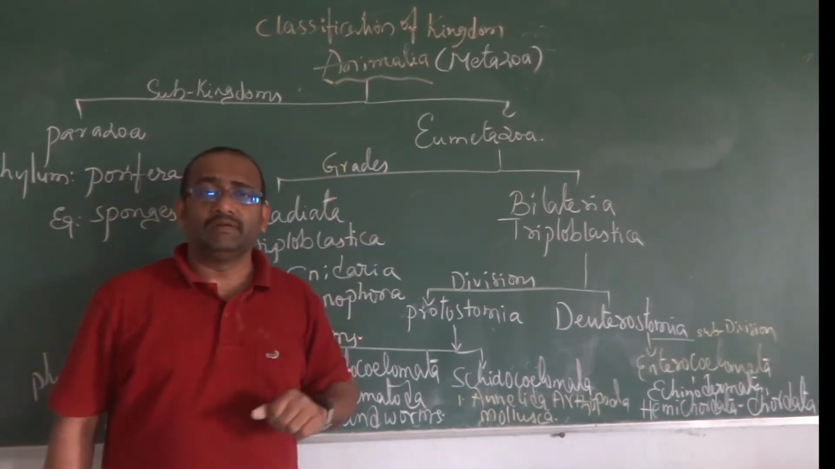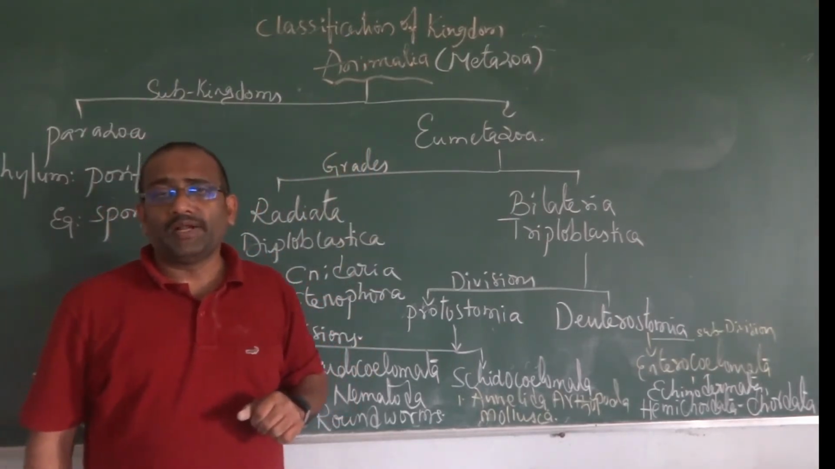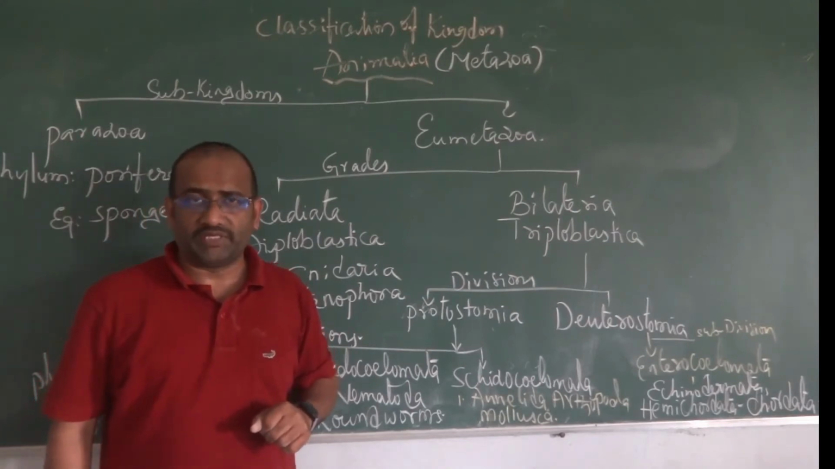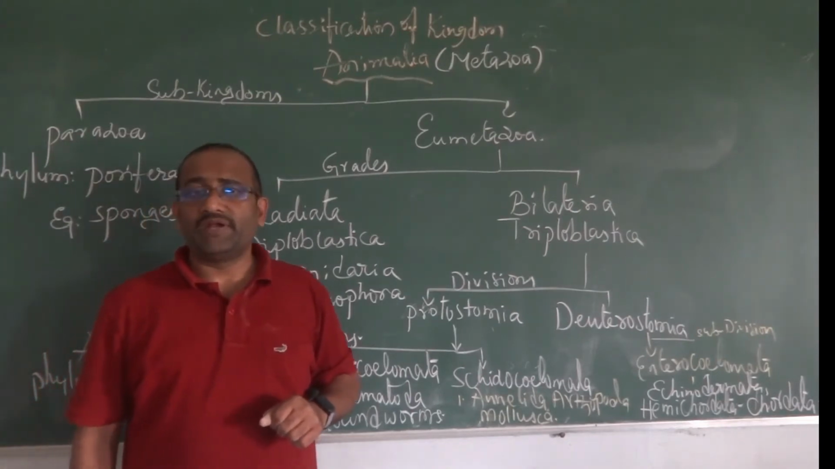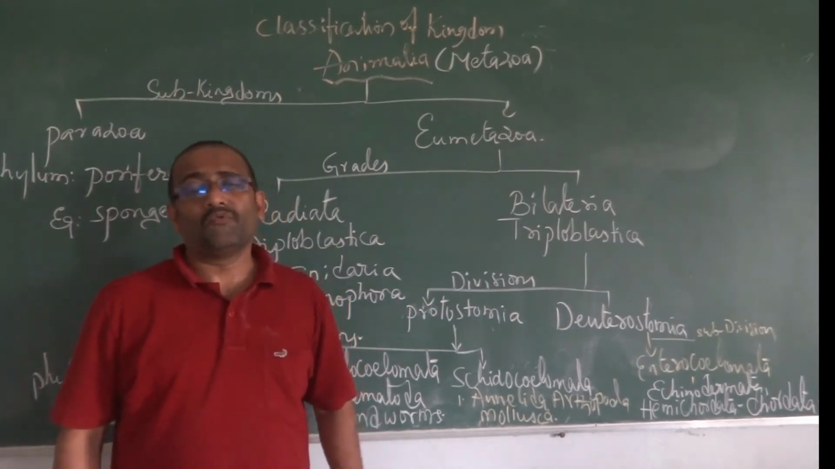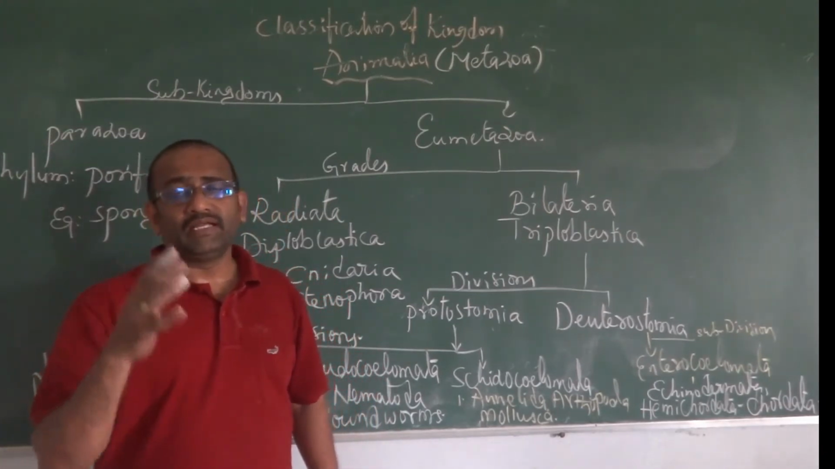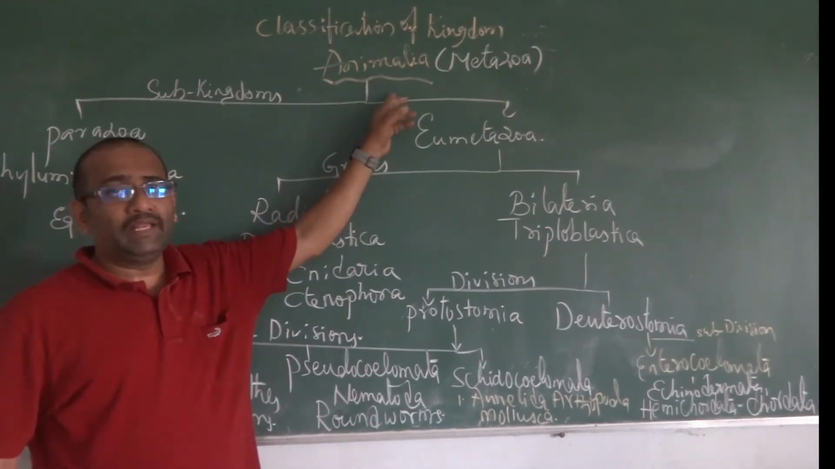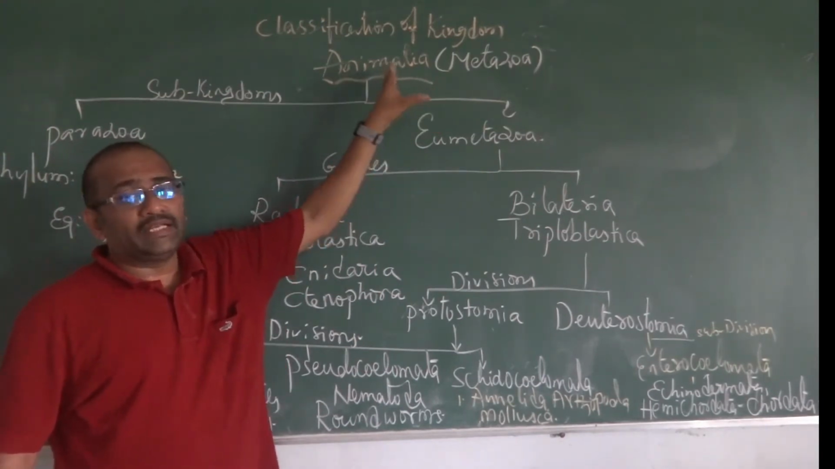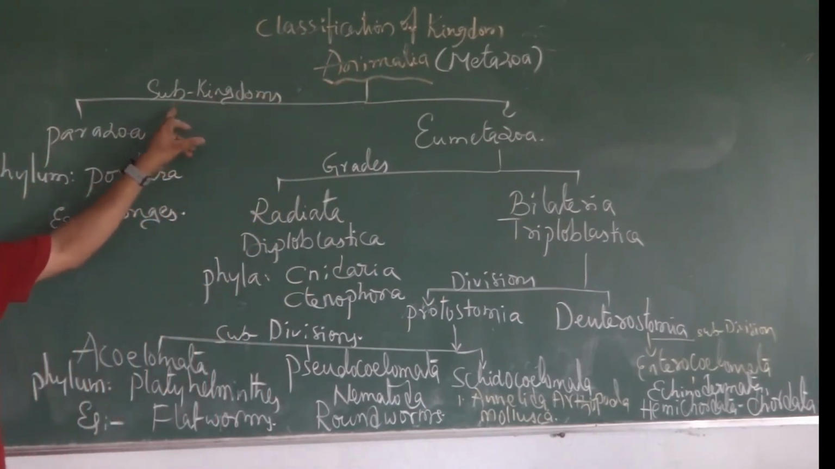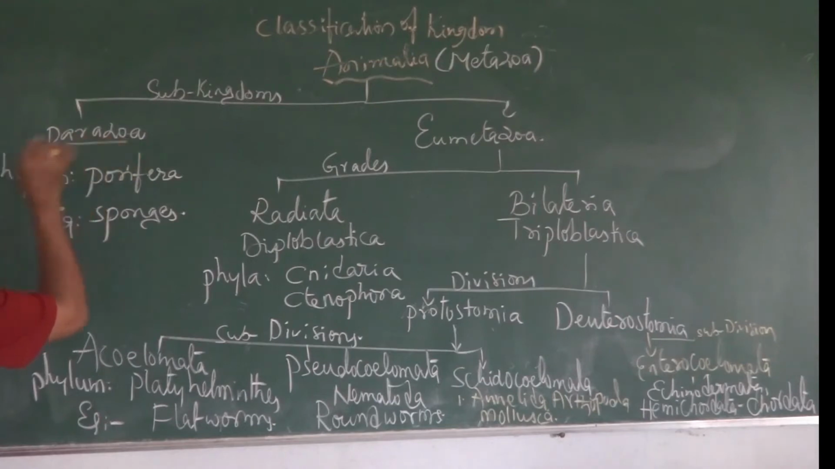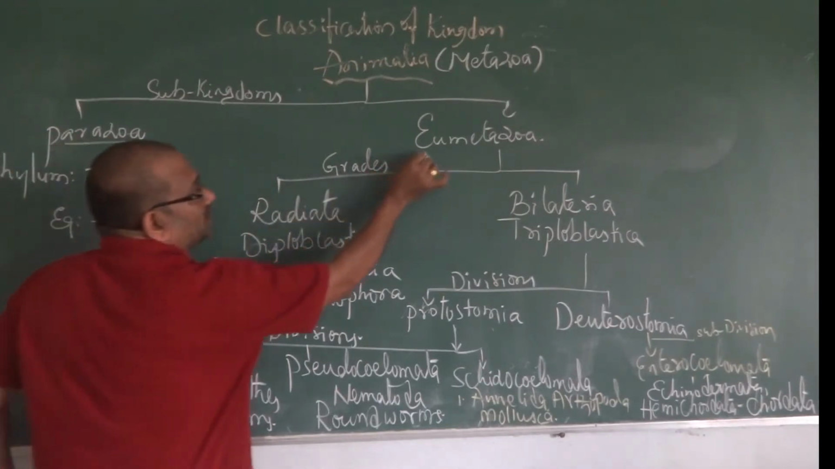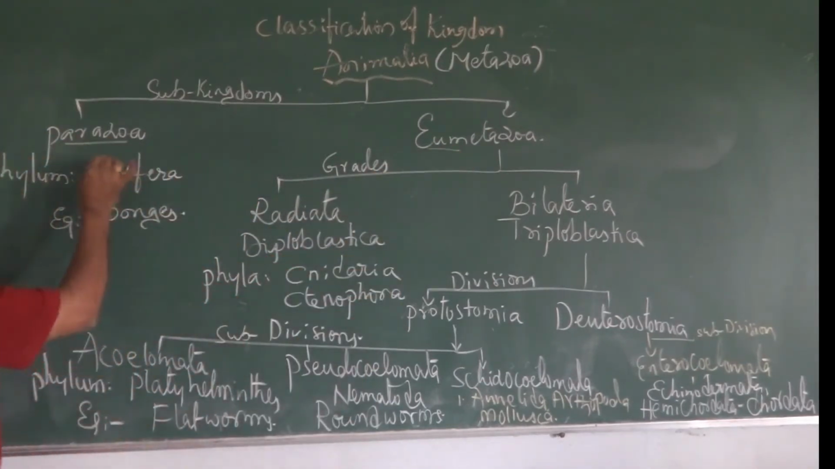In the previous videos, I already uploaded about Whittaker's classification. Whittaker classified all the living organisms into 5 kingdoms. In the 5 kingdoms, one of the kingdoms is Animalia. Kingdom Animalia, Metazoa, is divided into 2 sub-kingdoms. One is Parazoa, second one is Eumetazoa.